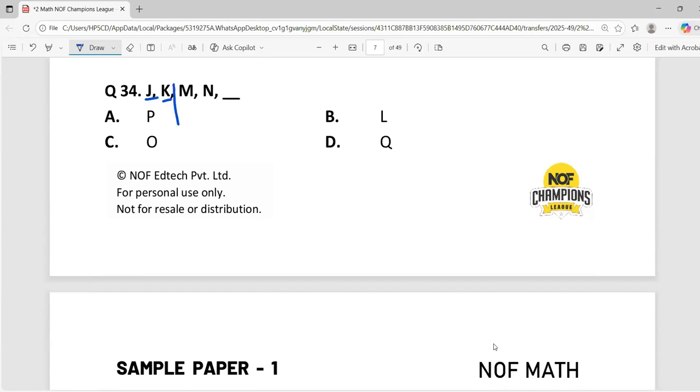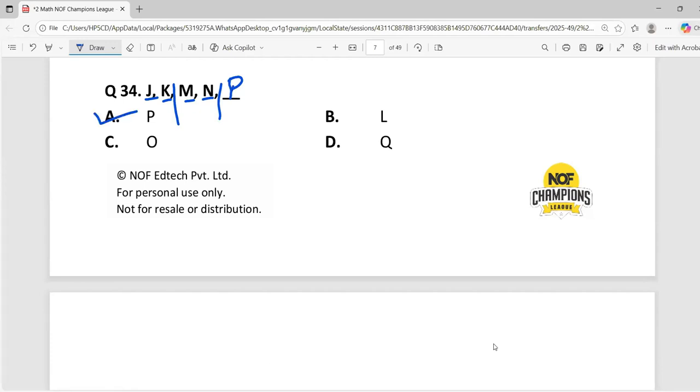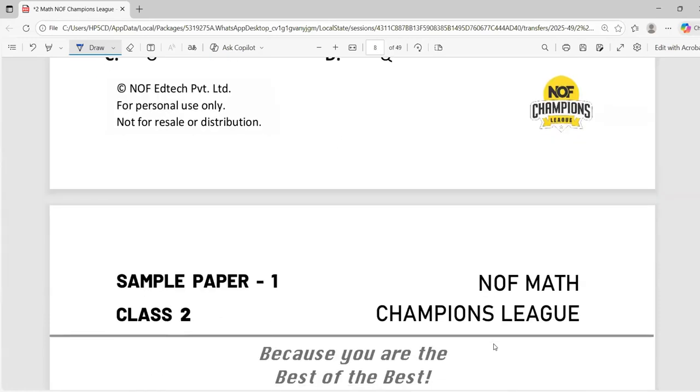L is missing over here. MN, so we'll miss O over here and then we will write P. So P is option A and so it is the correct answer for 34th question.